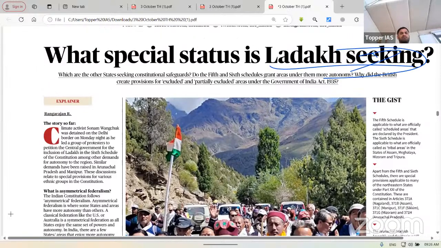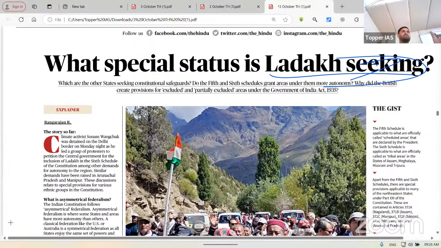In this article we will understand which other states are seeking safeguards under the 5th and 6th schedules, not only Ladakh. Do the 5th and 6th schedules grant areas under them more autonomy? Why did the British create provisions for excluded and partially excluded areas under the Government of India Act of 1935? So the British government, in the 1935 Government of India Act, created provisions for excluded and partially excluded areas. Can the same question come directly?